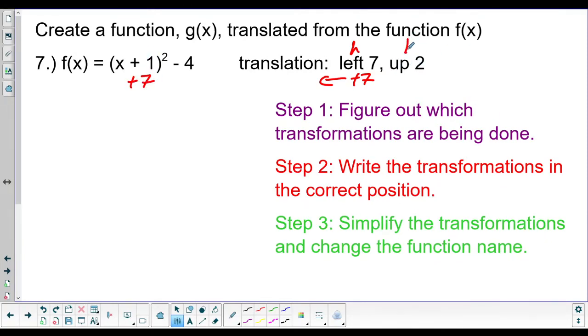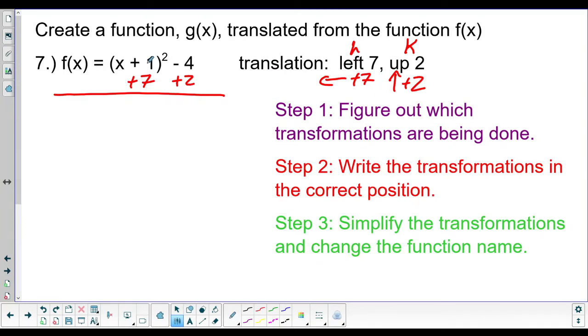Up and down is our k value. Up is positive and 2. So we're going to put plus 2 where the k is. Now we need to simplify with what's already there. Don't worry that this is in parentheses. We're just changing the h and k to have these transformations.